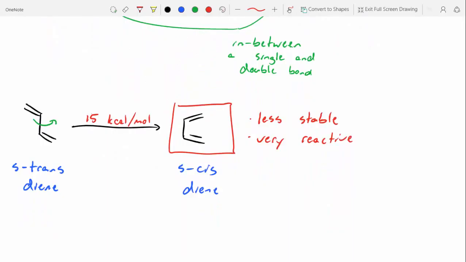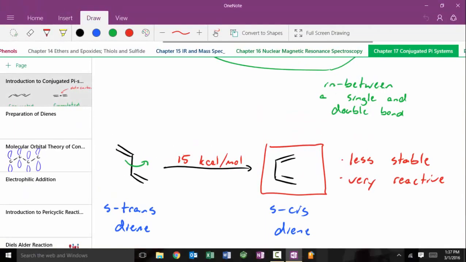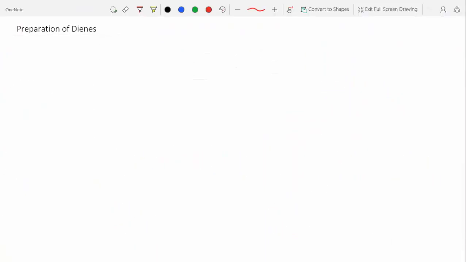What we're going to do today is we're going to take a look at the preparation of these and then the molecular orbital picture and a handful of new reactions. So let's go to the preparation of dienes.